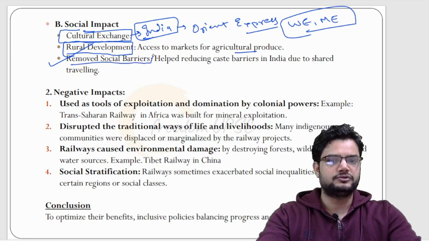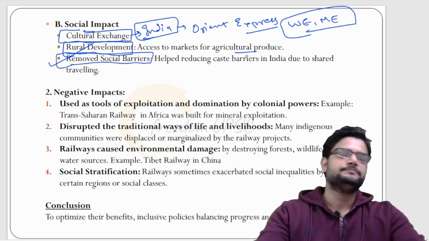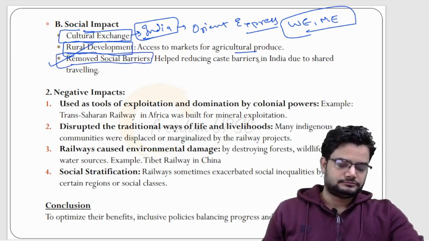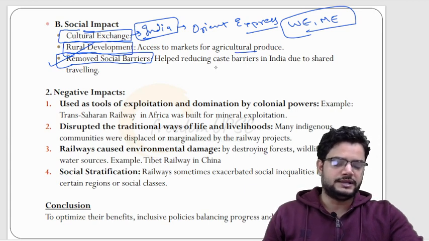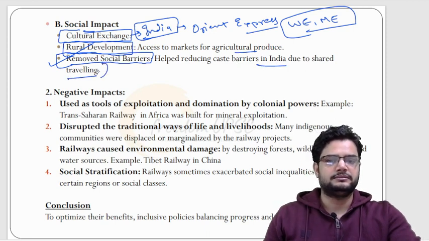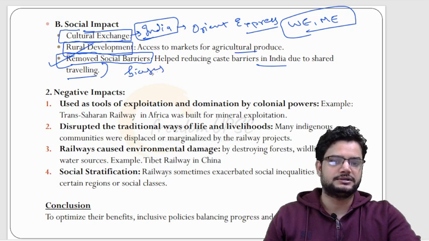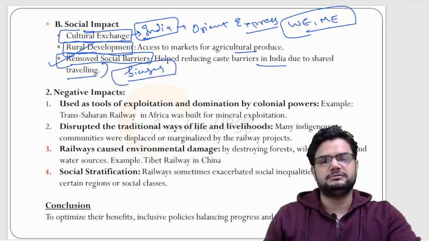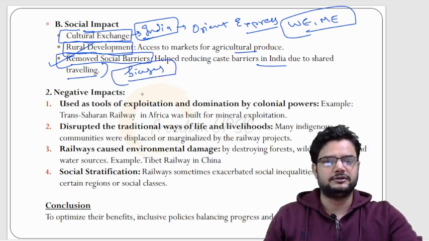Now it removed social barriers because people from all faiths, religion, caste and creed came together and had to be in close proximity while they were traveling. So it led to a reduction in biases. This is how you can give the social impact of railways.